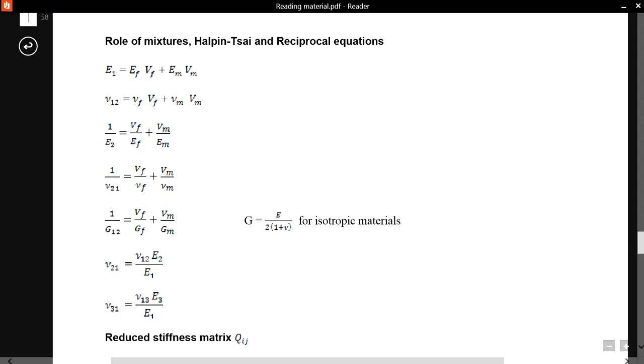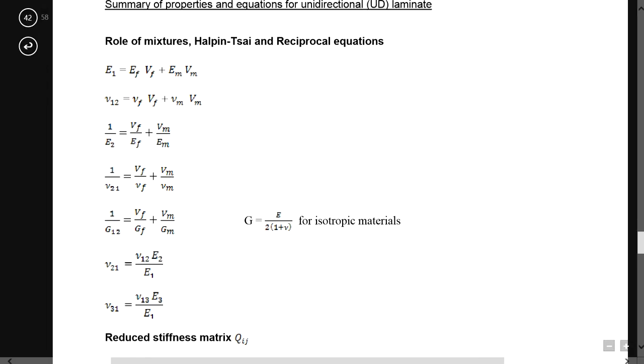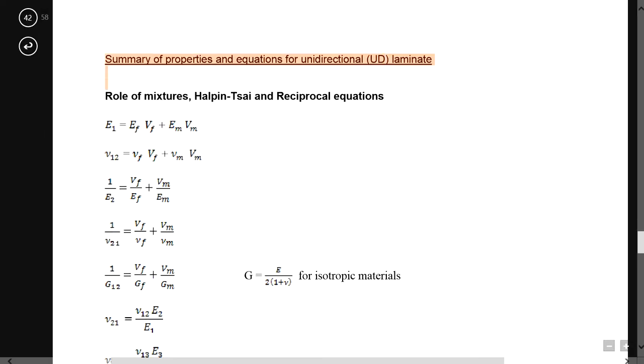I also found a very good slide. You can go to the reading material and page 42. This is a summary of all the properties and equations for a unidirectional laminate. It's not isotropic, it's anisotropic. One direction only because it's unidirectional.